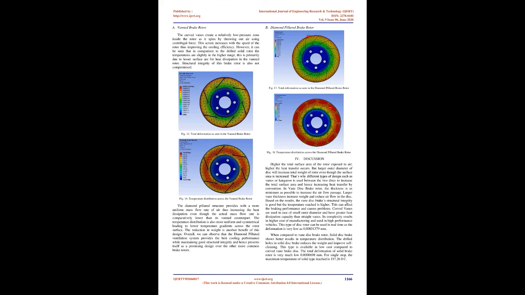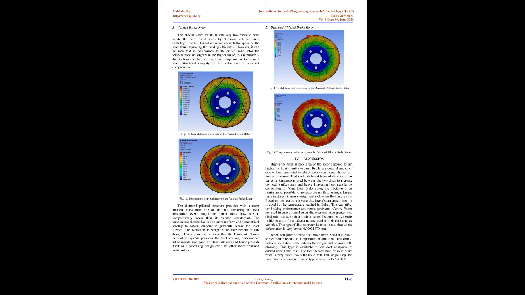B. Diamond-pillared brake rotor. Discussion. The higher the total surface area of the rotor exposed to air, the higher the heat transfer. But a larger outer diameter of the disc will increase the total weight of the rotor even though the surface area is increased. That's why different types of designs such as vanes or kangaroo are used between the two discs to increase the total surface area and hence increase heat transfer by convection.